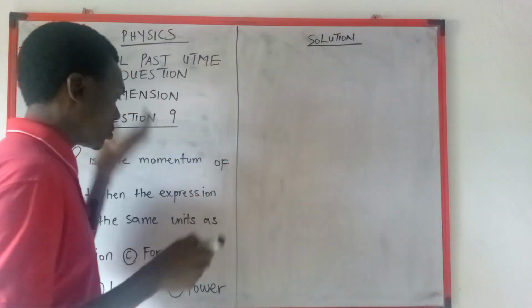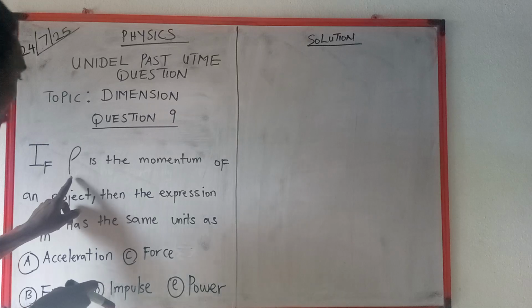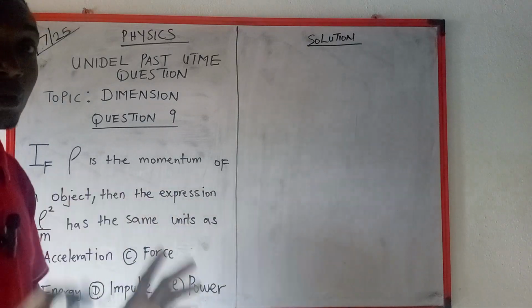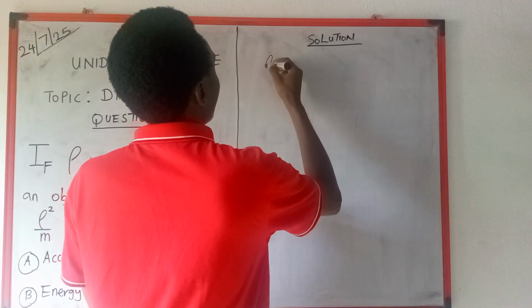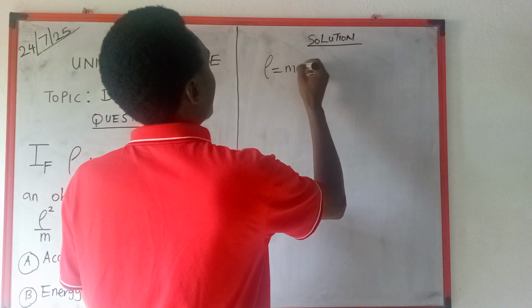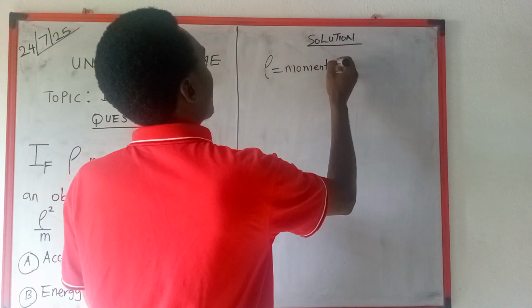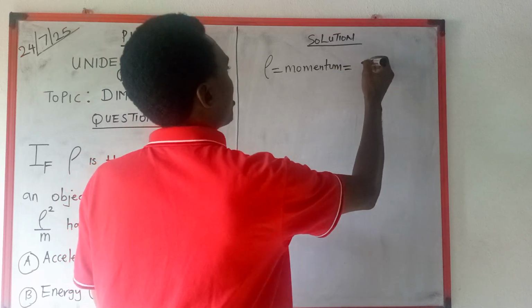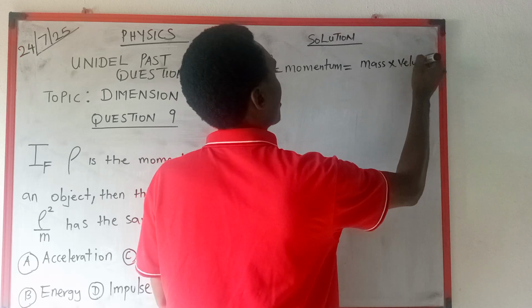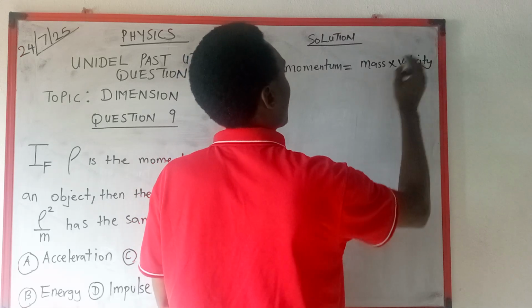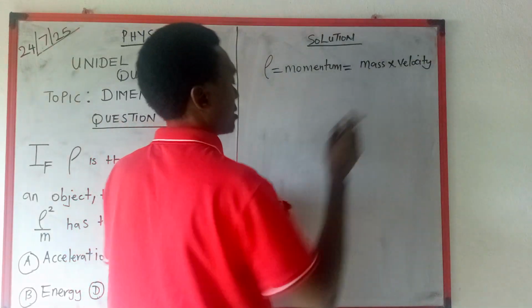Okay, now take note of that symbol that I was given. This particular symbol says what? Momentum. So this symbol is momentum. And what is momentum normally? Momentum is mass times velocity. Okay, so mass times velocity.